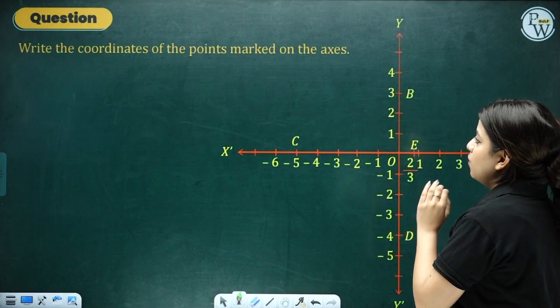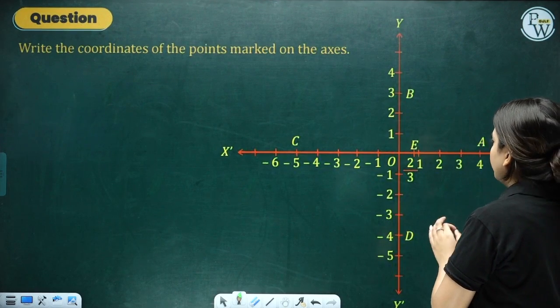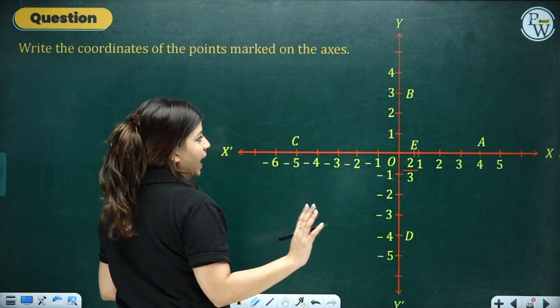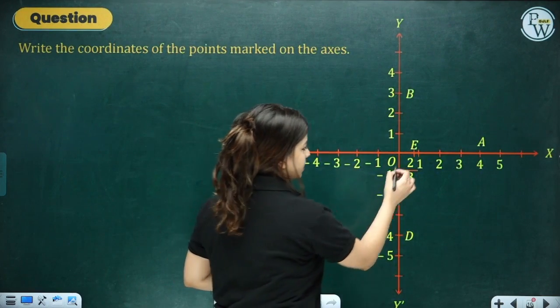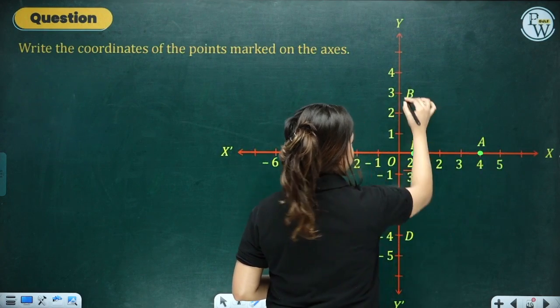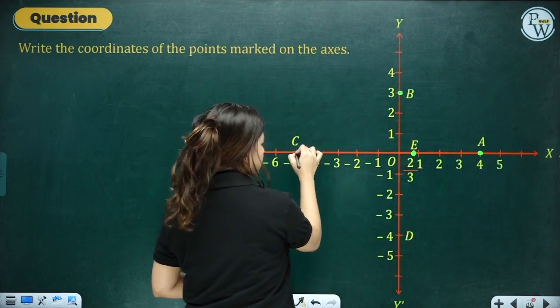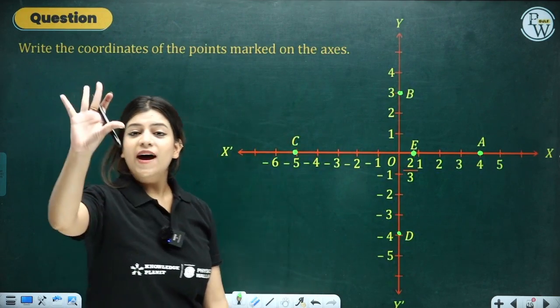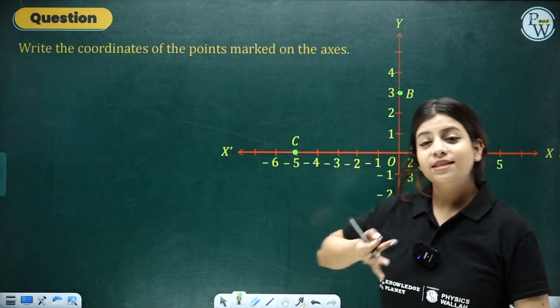Okay, now write the coordinates of the points marked on the axis, right? So first of all, over here, I can see a few points: this E is there, this A is there, this B is there, this C is there, and this D is there, right? Five points are there in front of us. Let us start naming them.